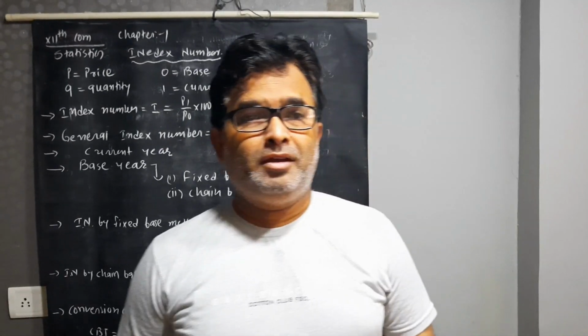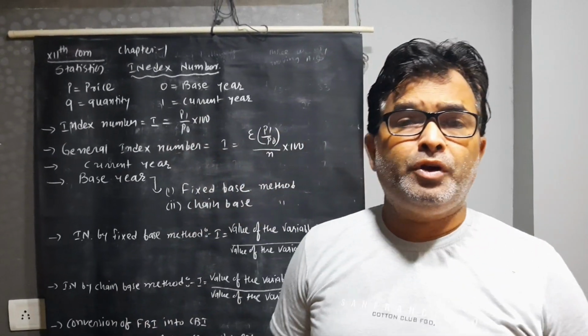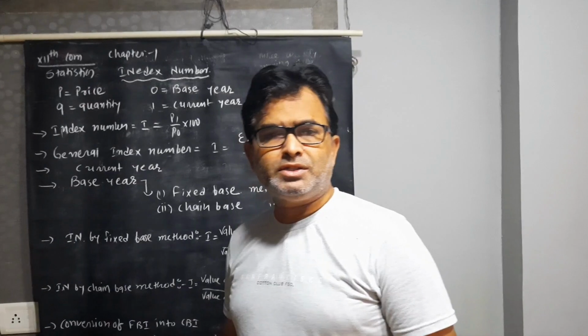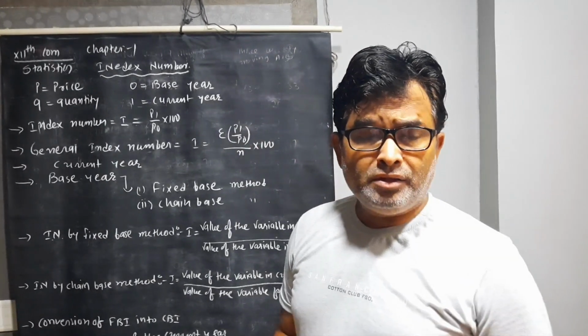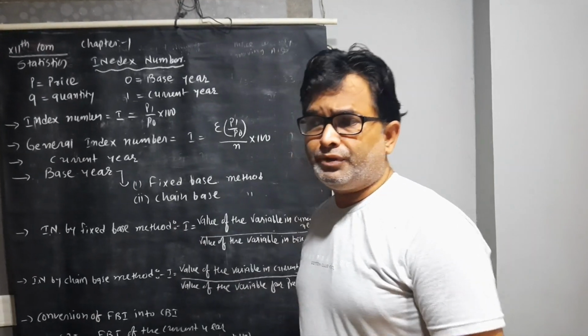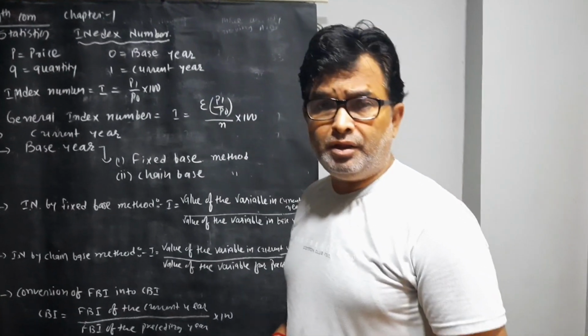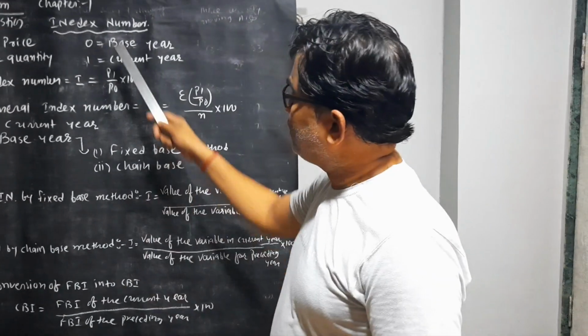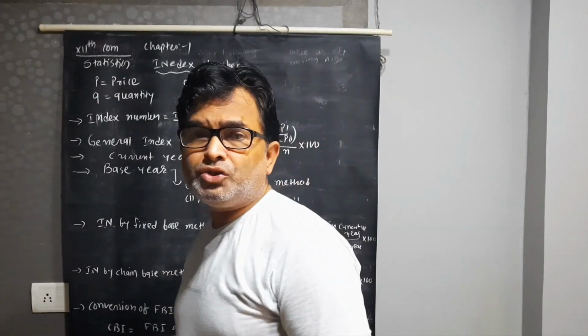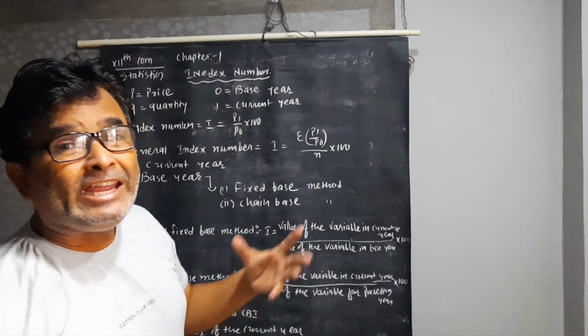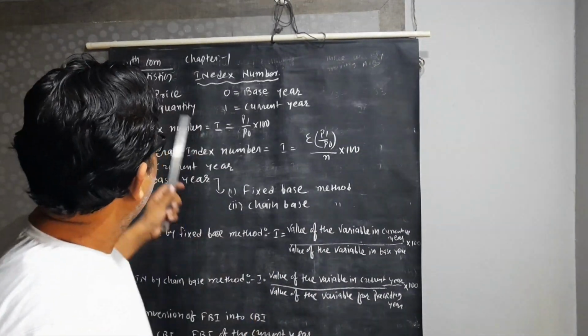Hello students, today I am going to explain to you the formulae for the first chapter of Statistics, 12th Commerce GSEB. This chapter is of 12 marks and the title of the chapter is Index Numbers. Before we start the formulae, I want you to understand the key terms for this chapter.